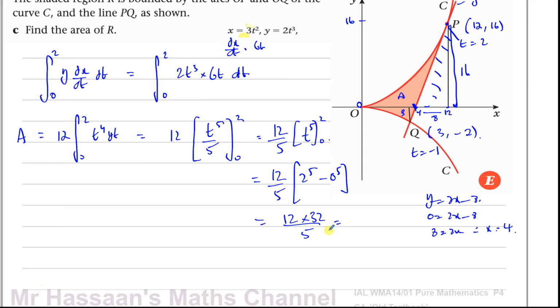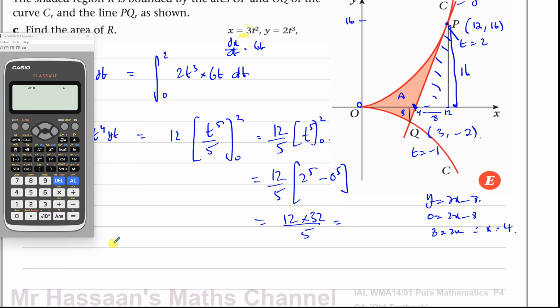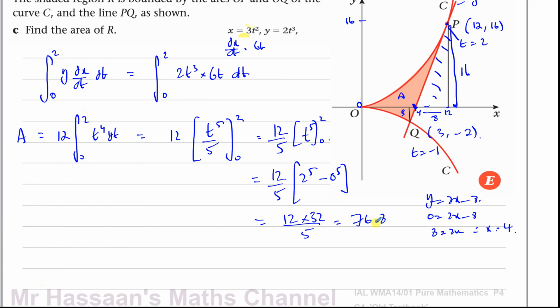Let's just work out what this is. We have 12 times 32 divided by 5. That gives me 384 over 5, which I'll leave like that. I compute it as 76.8. That's the area of the whole thing. Now the area of the triangle is equal to a half times the base, which is 8, times the height, which is 16. So it's going to be 64.